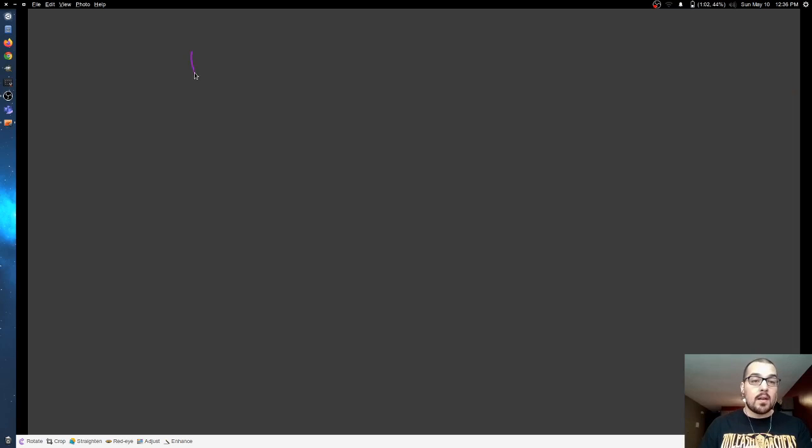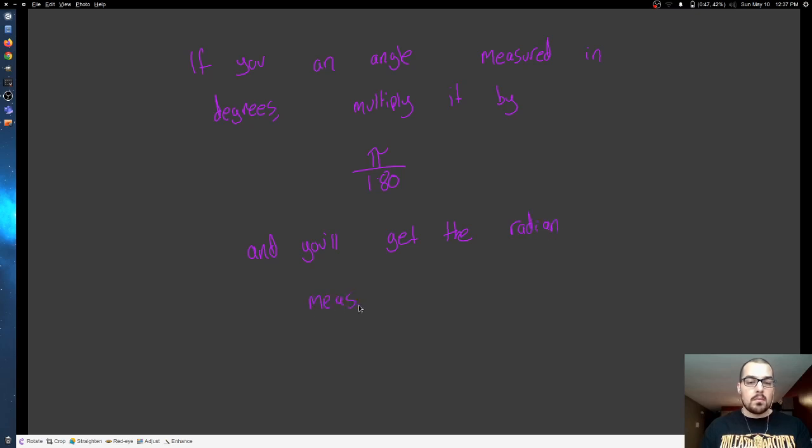So, if you have an angle measured in degrees, multiply it by pi over 180, and you'll get the radian measure. What if you want to go backwards? You just divide it.